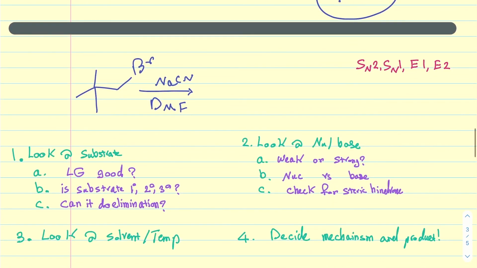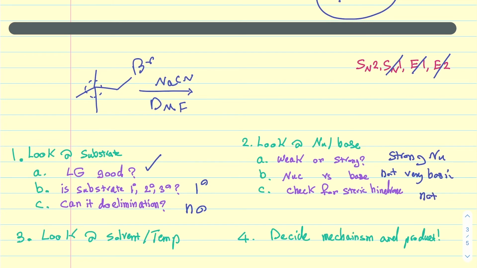Next example. Okay, leaving group is good, no problem there. Substrate is primary, and I know that primary cannot do SN1 and E1, so that is eliminated. Can it do elimination? No, because there is no hydrogen in this position, so it cannot do E2. So the only thing that I have to establish at this point is whether that can do SN2. And SN2 indeed seems to be feasible because I have a very strong nucleophile that is not very basic. Not that it would have mattered anyways. It's not sterically hindered. And I have a polar aprotic solvent. All of these favor SN2, so SN2 has to be the predominant mechanism to give us the product.